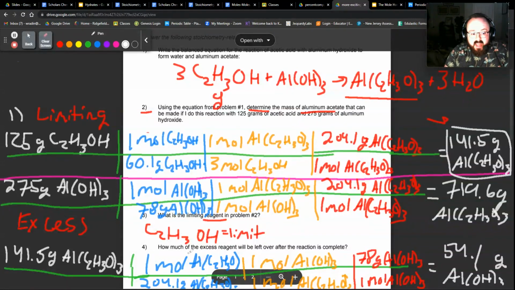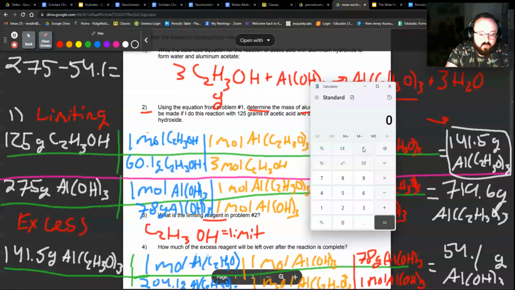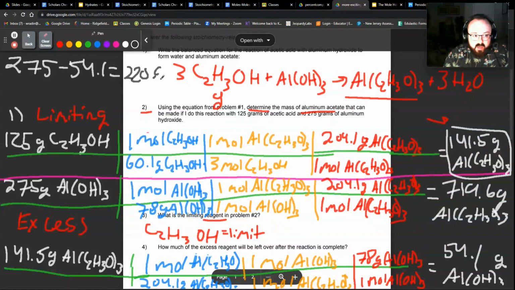So the question does just ask how much of the excess reagent will be left. Well, it's actually pretty simple. I just take what I started with and subtract how much I actually used. I will get my answer. 275 minus 54.1. So, all said and done, I have 220.9 grams of aluminum hydroxide left. And that's more stoichiometry. I like giving this type of question because it's stoichiometry practice.